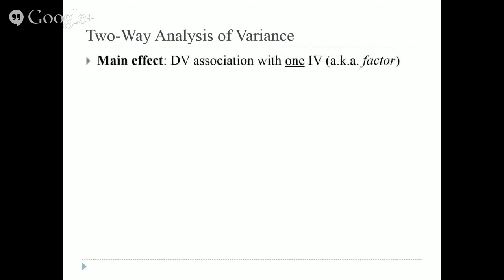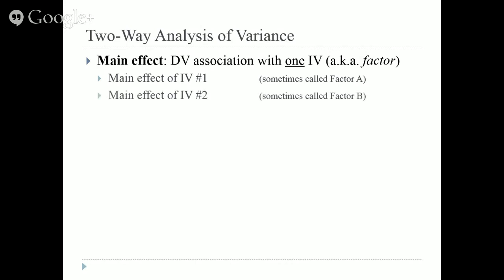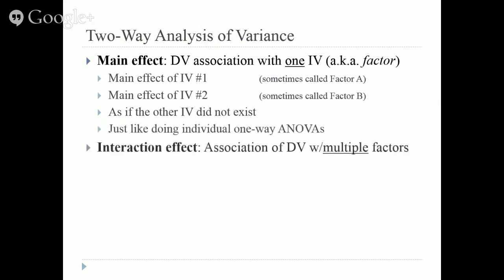So the main effect, to go over some terms here, is the association or the effect or the mean differences among the groups in one independent variable, and the differences are on the dependent variable. So it's the association between a categorical independent variable and a dependent variable. The independent variables are sometimes called factors, and a common way to talk about them is factor A and factor B, until you have specific names, and then you use the specific names of those variables. Each time you look at the main effects, you're looking at the mean differences in one independent variable as if the other one didn't exist. It's just like doing individual one-way analyses of variance.